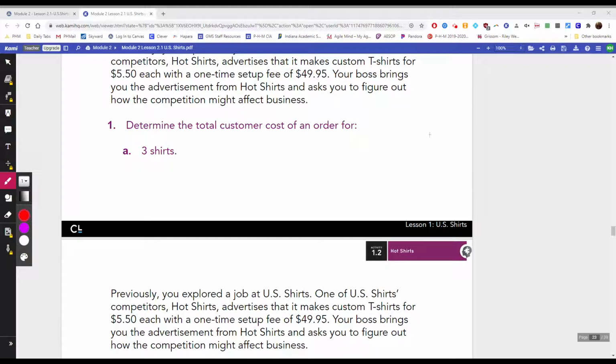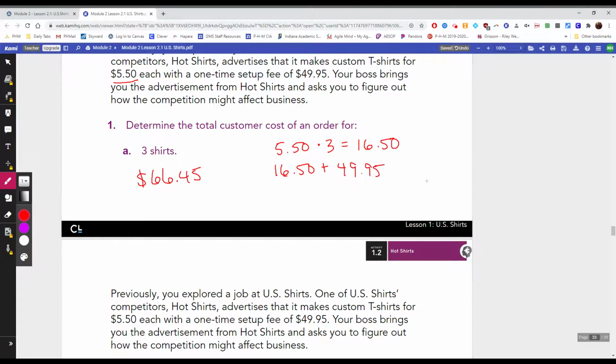Welcome back. You should have found that for number one, part A, the cost was $66.45. Now, I'm only going to do it for part A. You would take the cost per shirt, $5.50, multiply that by 3, which is going to give you $16.50. And then you're going to add the $16.50 with the startup fee of $49.95, and that is going to give you $66.45.